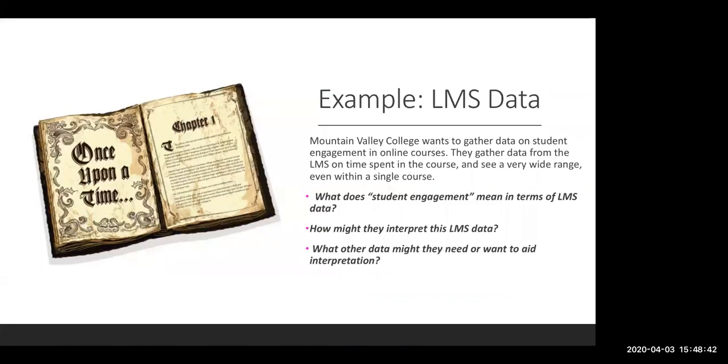Okay, so we have Mountain Valley College, and they wanted to gather data on student engagement in online courses. They gather data from the LMS on time spent in the course, and they see a very wide range, even within a single course. So what does student engagement mean in terms of LMS data, and how might they interpret this through that lens? What other data do you think they need, or would you want or need to aid in their interpretation?